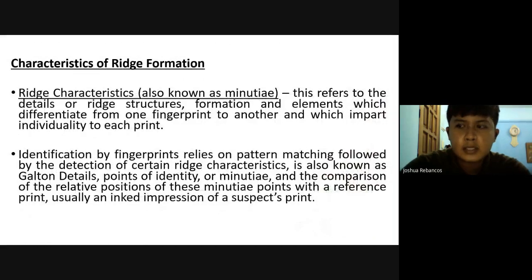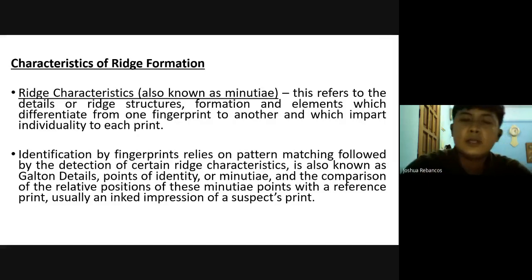So, dumako naman tayo guys sa characteristics of ridge formation. Kung sinabi natin ridge characteristics, meron tayong terminology na ginagamit dyan. Minutiae. Itong minutiae, this refers to the details or ridge structures, formations, and elements which differentiate from one fingerprint to another and which impart individuality to each print. So, meaning, itong minutiae, these are the characteristics. These are the details. Example, yung open, short ridge, bar or rod ridge, sufficient recurve, delta, core.